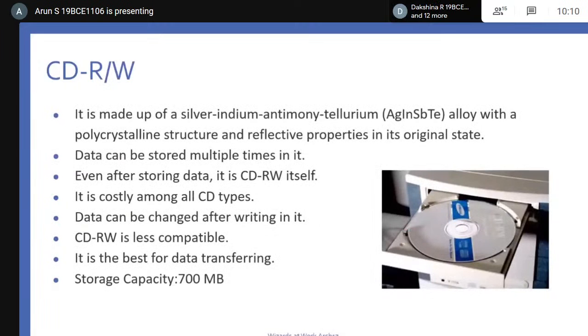Now, coming to CD read write. It is also made up of a reflective metal disc, but it has a special metal on top. This special metal is nothing but an alloy with a polycrystalline structure comprising silver, indium, antimony, and tellurium. Data stored can be rewritten multiple times. After storing the data, the CD acts as read and write itself. This is one of the most expensive CDs. It is best suited for data transfer, and it has a storage capacity of minimum 700 MB. Older CD players cannot read CD read and write.